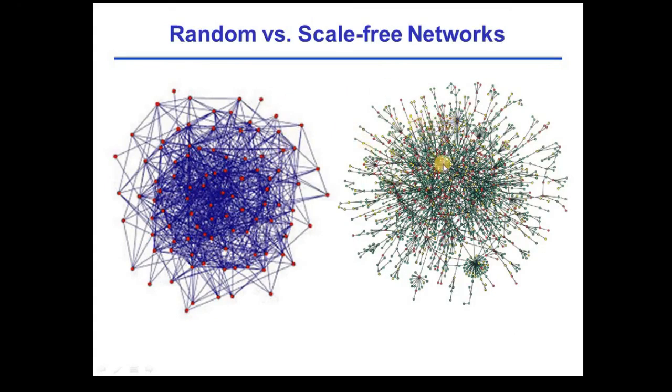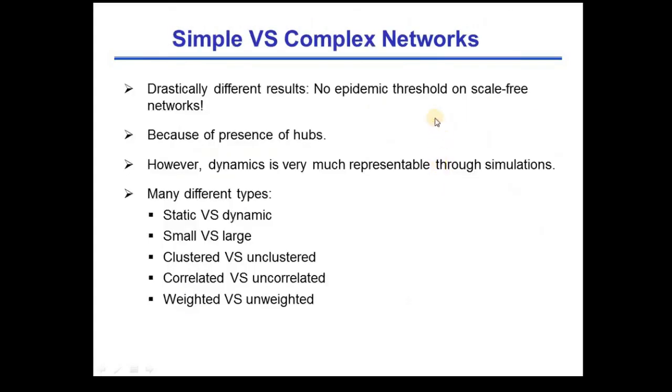That means in a scale-free network, due to the presence of hubs, drastically different results could be observed, where the epidemic threshold is absent. Even for a very small fraction of people getting infected, scale-free networks are capable of spreading the disease to everyone, turning into an epidemic because of the presence of hubs, these high degree nodes.